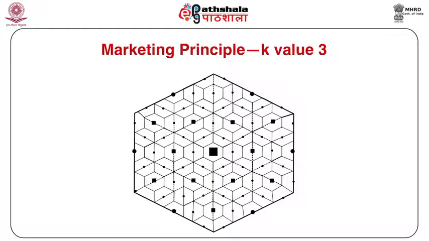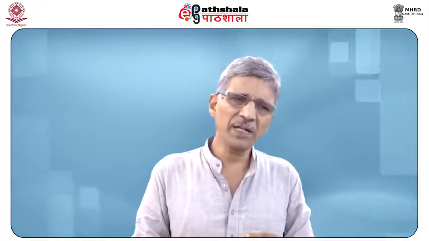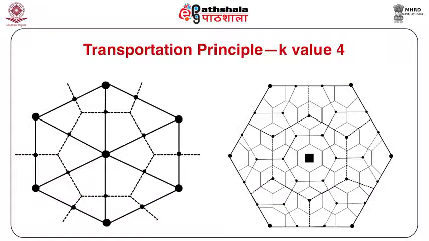Now, if you see this hexagonal pattern here, the central places decide the region, which is in a hexagonal framework, on the basis of the marketing principle. The marketing principle basically is minimizing the cost. There is a system, and the system is based on the K value. The second important principle is called the transportation principle.